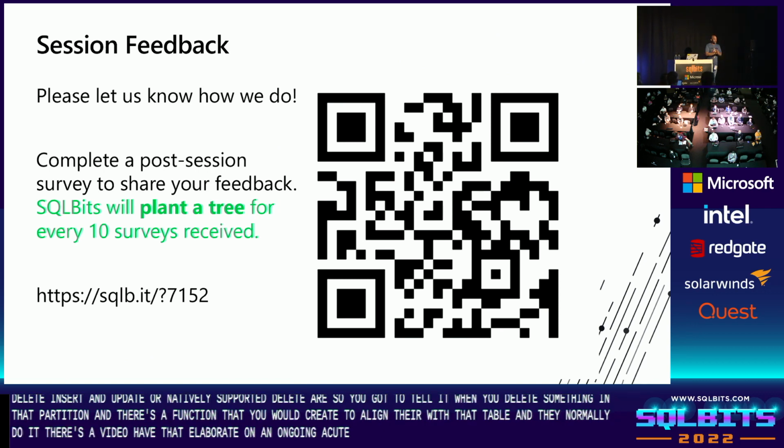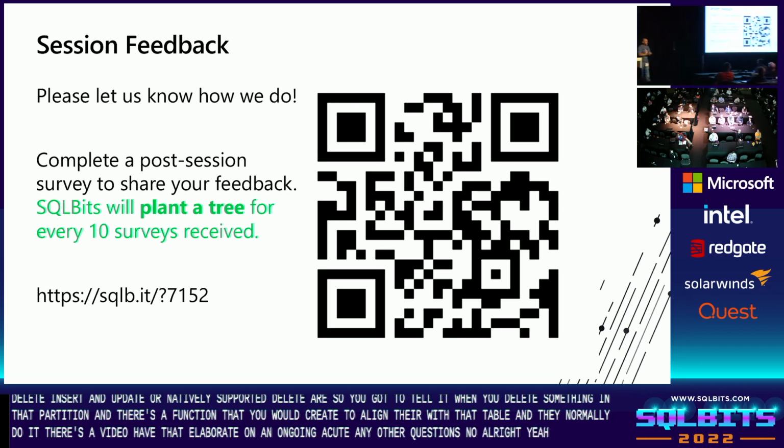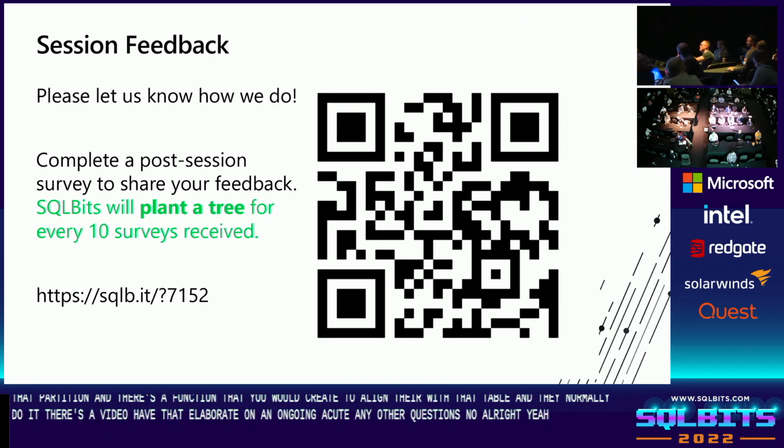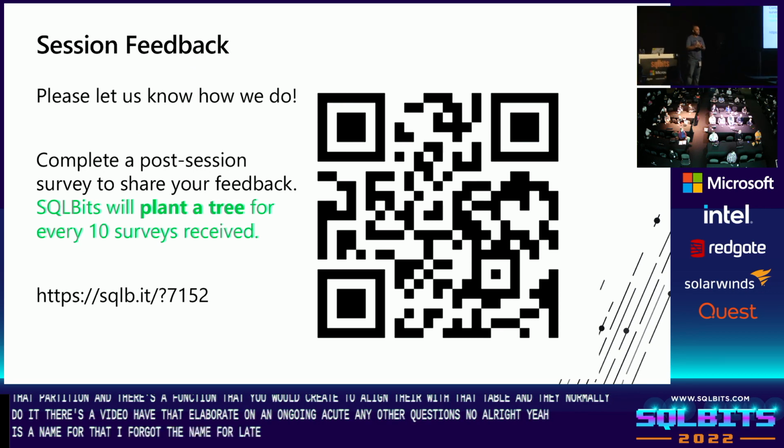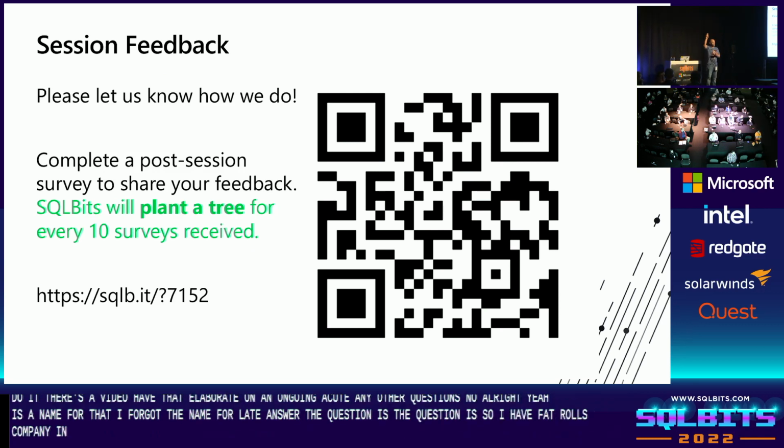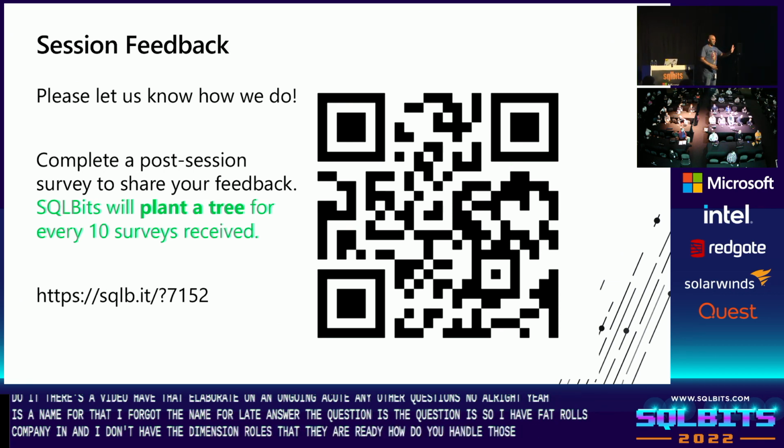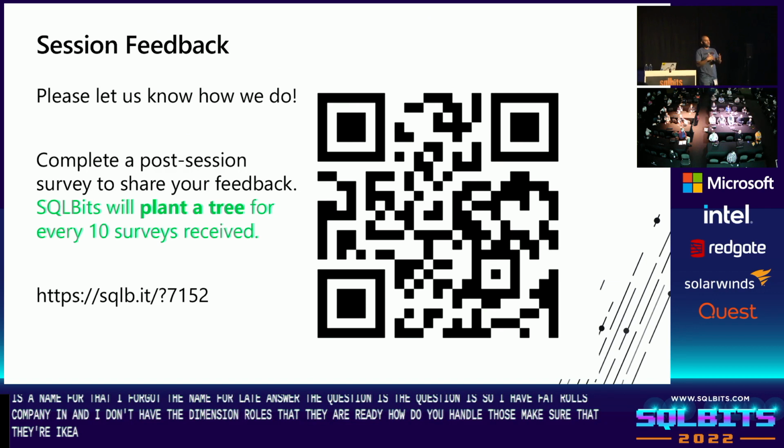Any other questions? No? All right, yeah. There's a name for that. I forget the name for it. Late arriving. So the question is, I have fact rows coming in, and I don't have the dimension rows that are there already. How do you handle those? Make sure they're there. I kid. All right, late arriving rows.